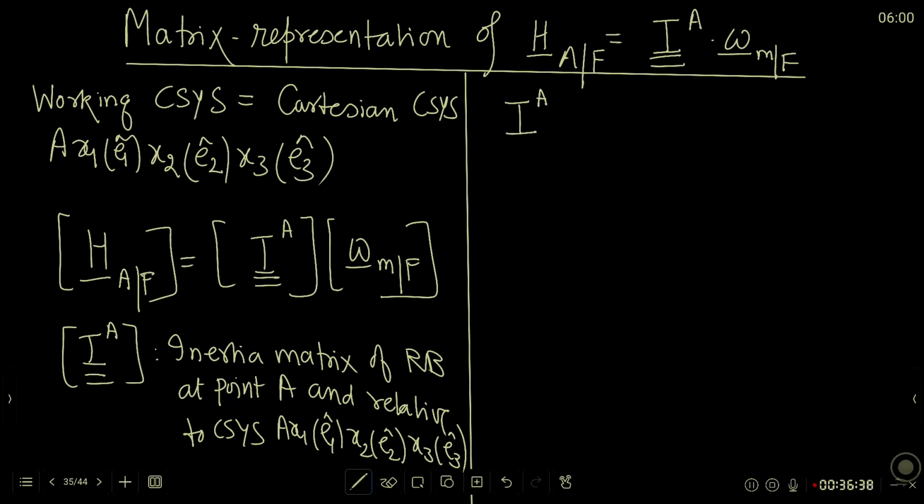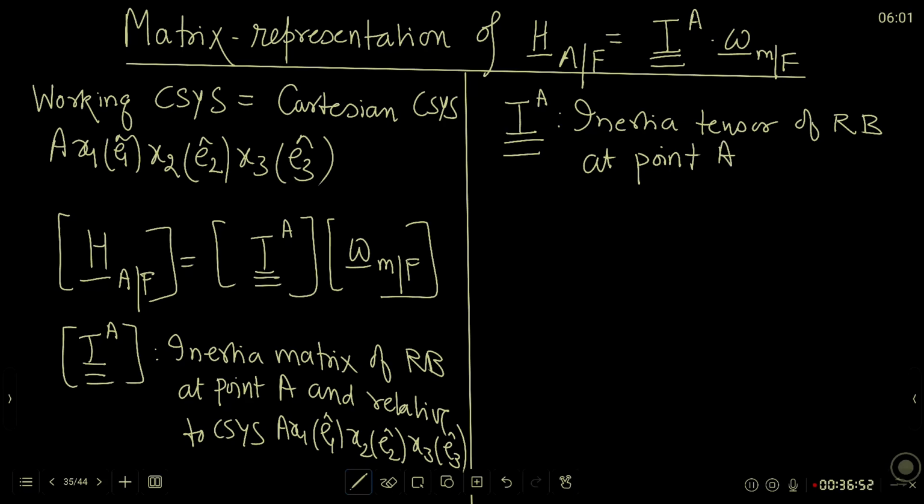This is the full tensor, and a tensor is independent of the coordinate system. It's just like you say that velocity of a particle p with respect to f is denoted by this symbol. So this is the velocity vector of p with respect to f. Similarly, with 2 under bars, I say it is inertia tensor of RB at point A.